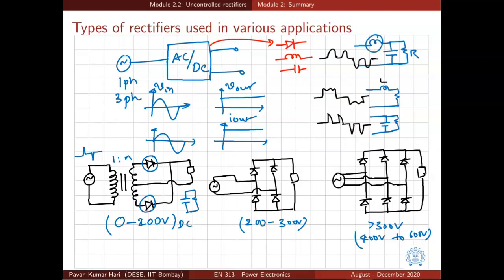To solve this problem of peaky currents drawn by the capacitive filter, often an inductor is also added on the DC link. So we have an LC filter at the output, and of course R is the load resistance. So that will smoothen the current waveform drawn on the input side. However, it is still not a sinusoidal current.